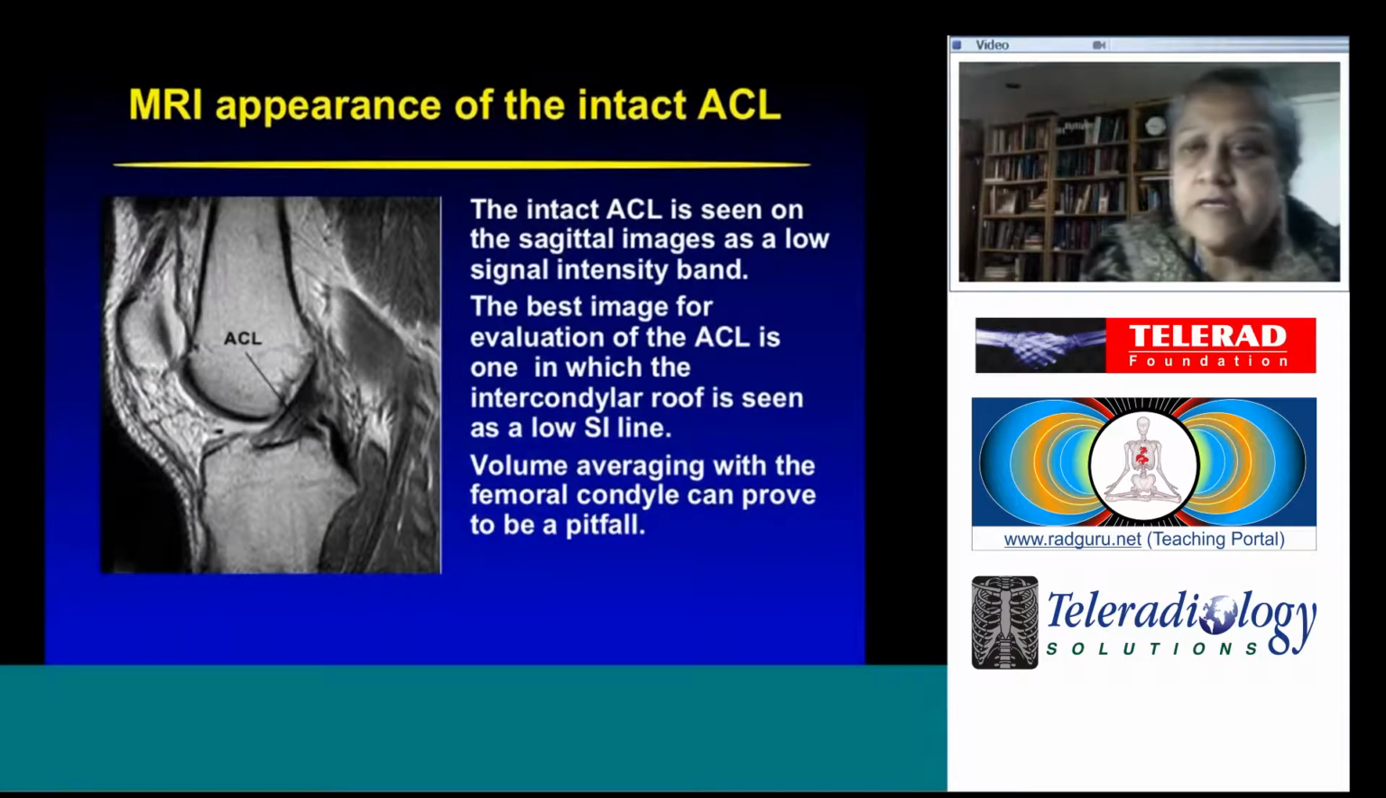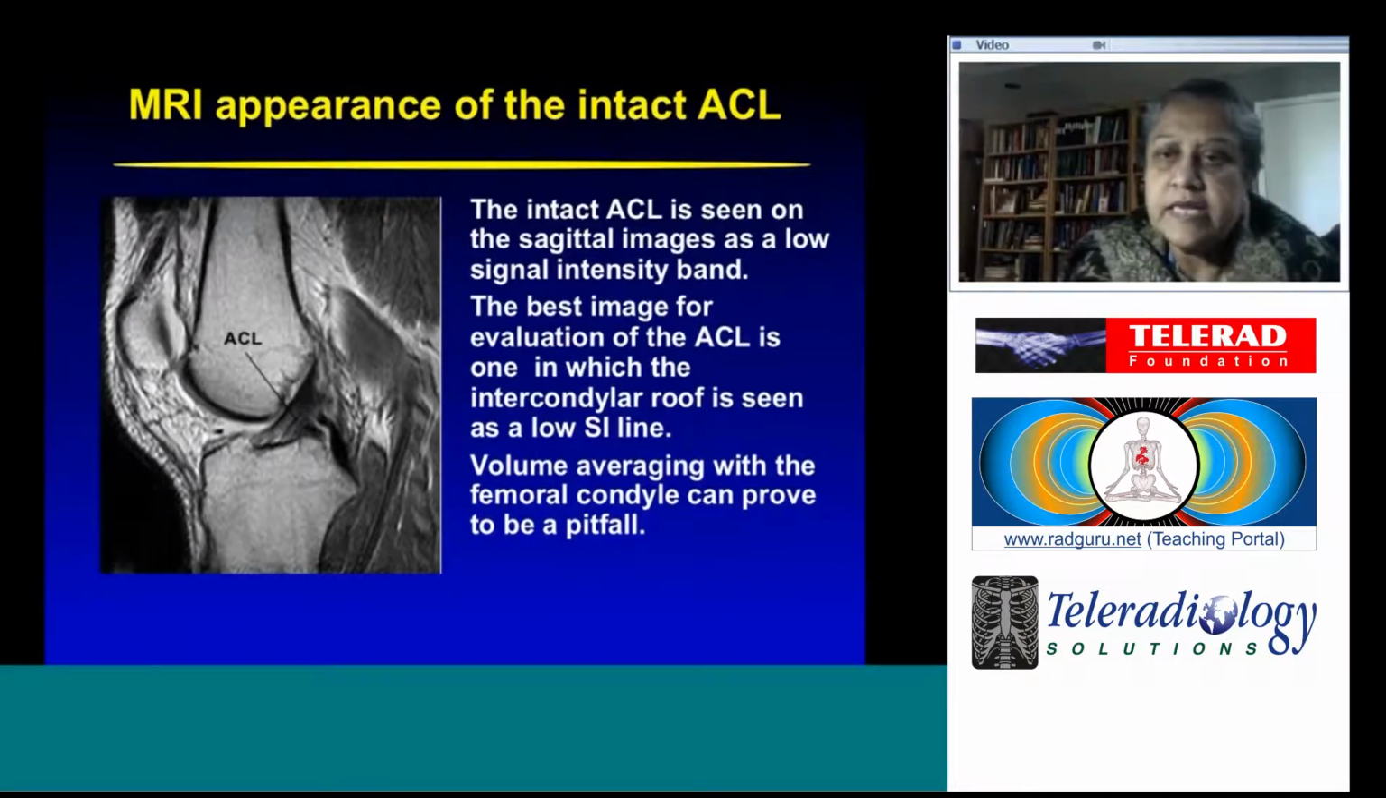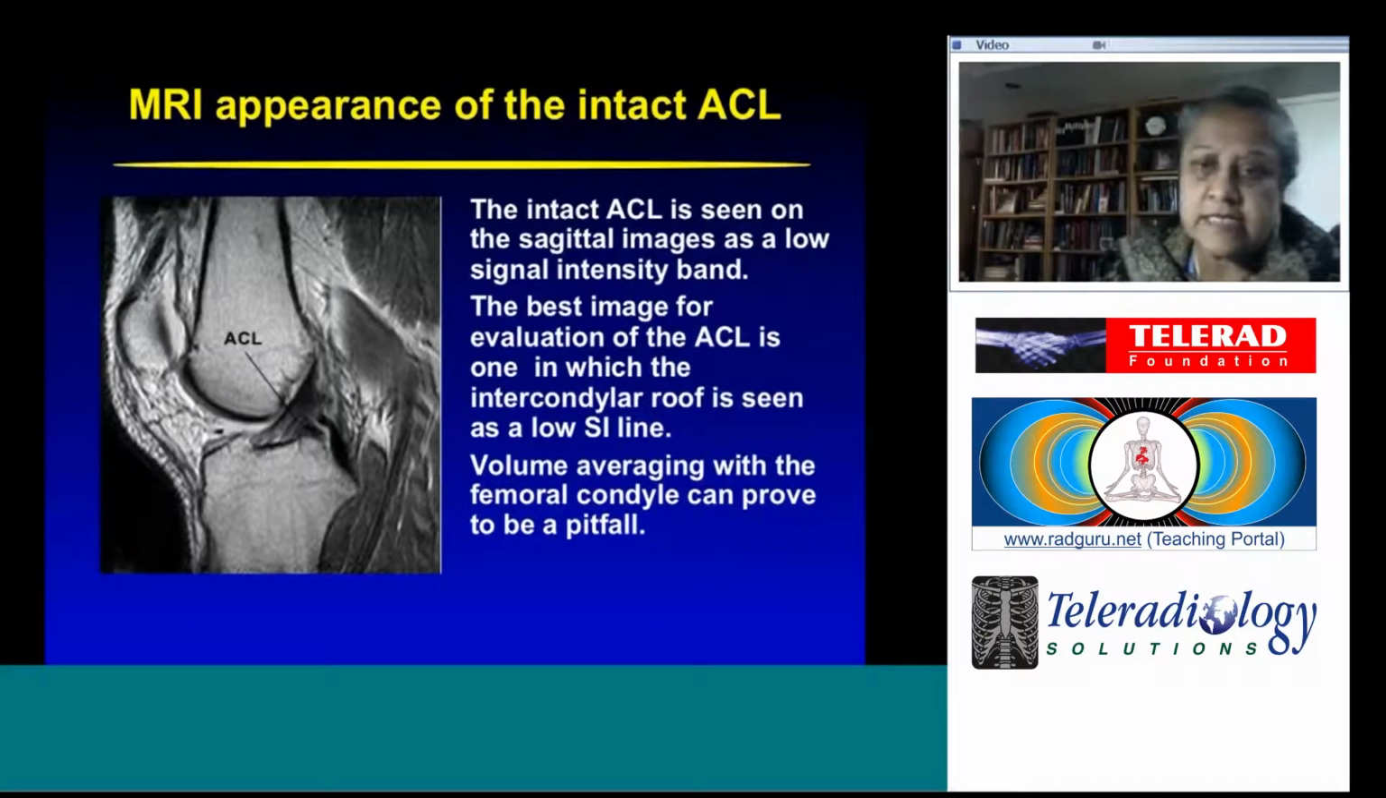Now the MRI appearance of the intact ACL. The intact ACL is seen on the sagittal images as a low signal intensity band. You'll notice that this is low signal intensity in the proximal portion of the ACL, but it then develops a high signal intensity as it comes lower.